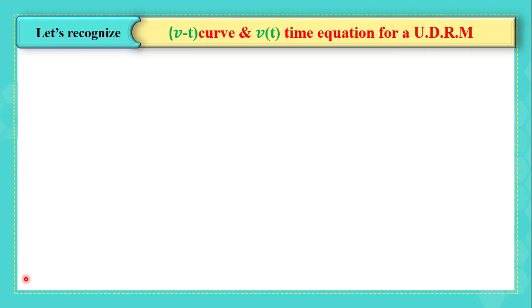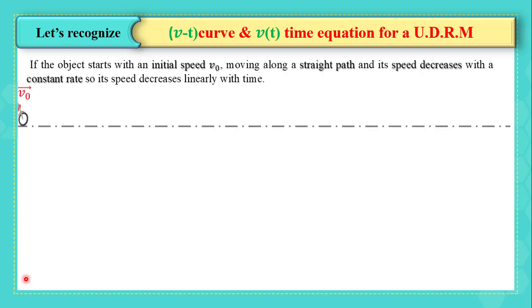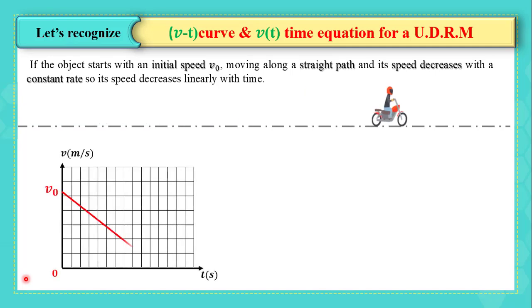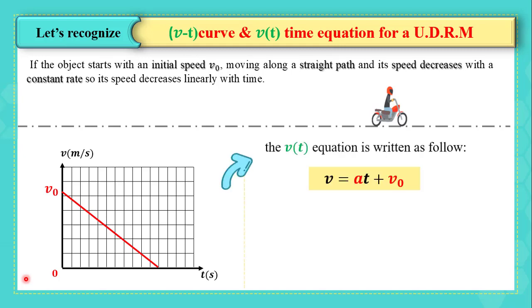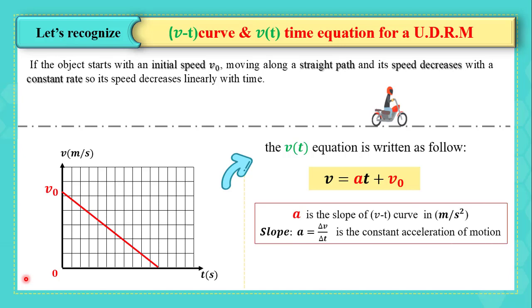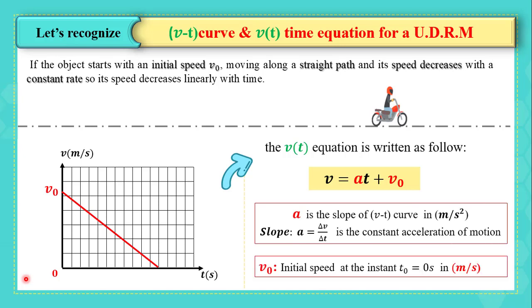Now let's recognize the VT curve of a uniform decelerated rectilinear motion. If the object starts with an initial speed v0, moving along a straight path, and its speed decreases with a constant rate, so its speed decreases linearly with time, then the VT curve is a linear function with negative slope, and its equation is written as v equal at plus v0, where a is the slope of the VT curve, which represents the acceleration of motion, and v0 is the initial speed at the instant t0 equal to 0.